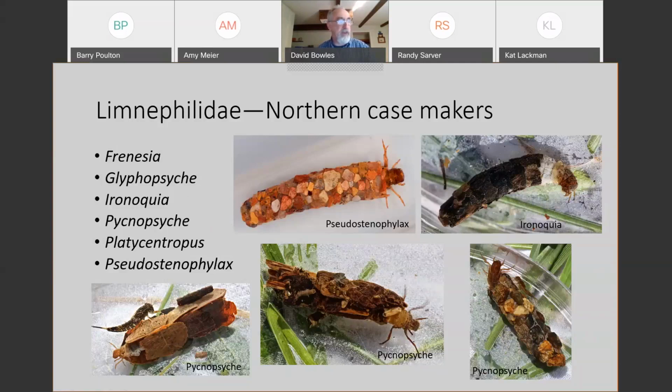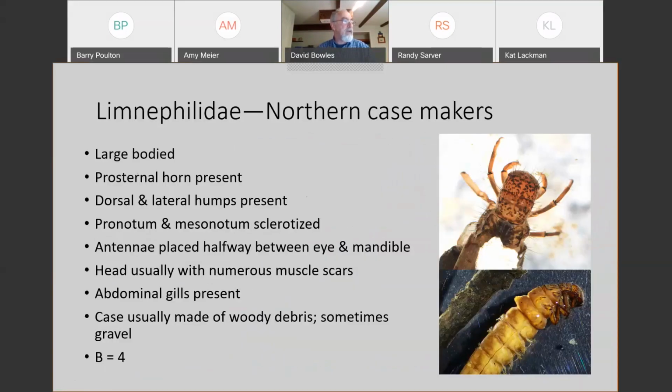It gives you some of the photographs of the different case configurations among some of the Pycnopsyche and the Ironoquia and so on. These are large caddisflies. They have a very prominent prosternal horn. They have both dorsal and lateral spacing humps. Both the pronotum and the mesonotum are distinctly sclerotized. The mesonotum may have some sclerites, but they're very small, almost dot-like in appearance, not at all large or plate-like. The antennae is situated about halfway between the mandible and the eye.